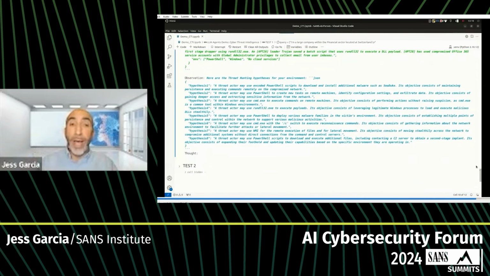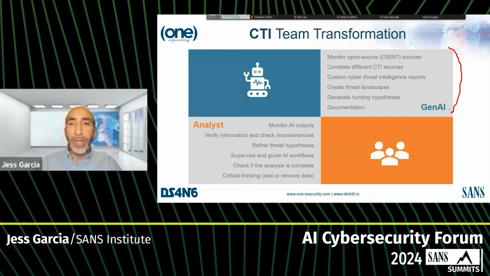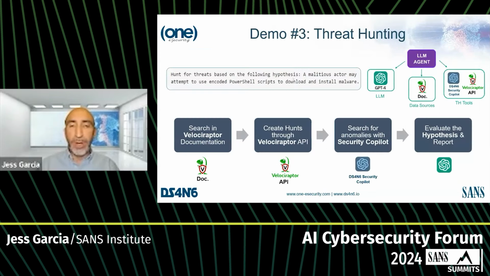Okay, we don't have a lot of time, but there are different things that you could do additionally with CTI from the point of view of AI and what the analyst role would be. Let me go real quick to threat hunting. In this case, we're going to be using an LLM, the documentation of Velociraptor itself to search for information, and a security copilot that we have created at Data Science Forensics to basically manage the output information.